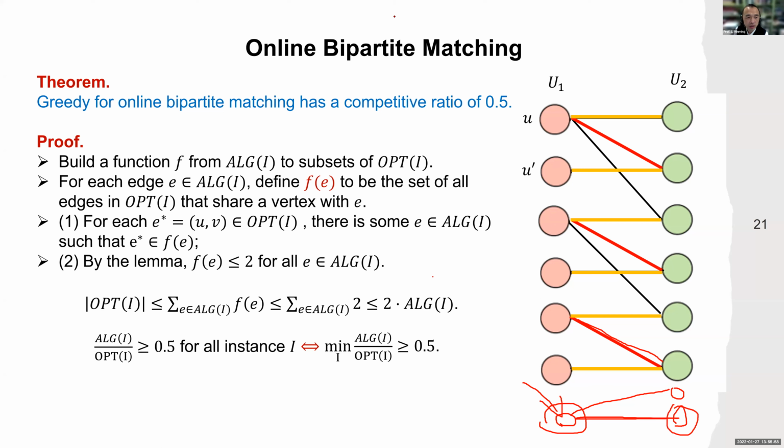Okay, so let me just query again. All right. So is it okay about the 0.5 approximation ratio of the greedy algorithm for matching?